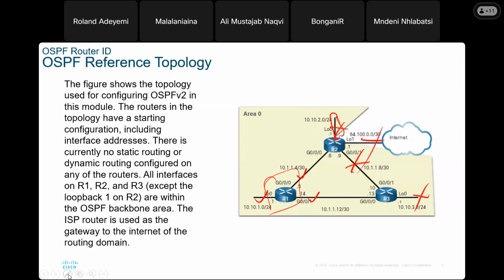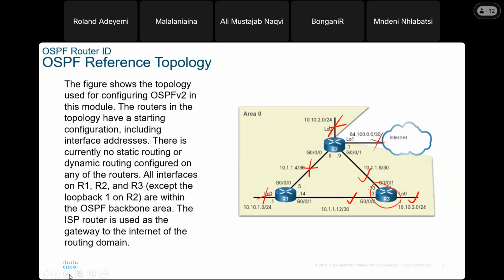Similar scenario with router 3, directly connected to this network, directly connected to this network. But router 3 does not know about this network. He does not know about this network. Router 3 doesn't even know how to go to the internet.